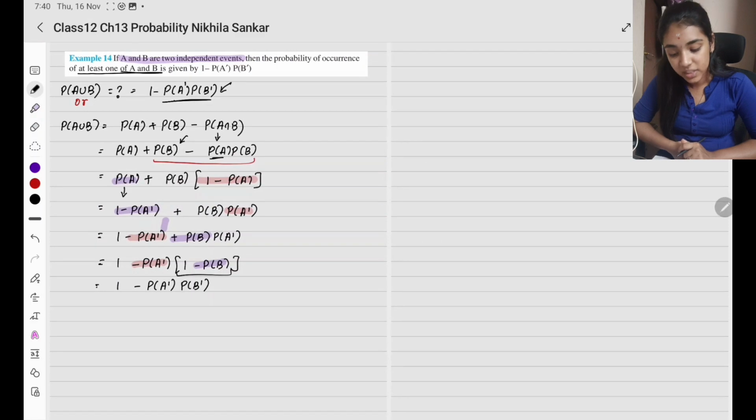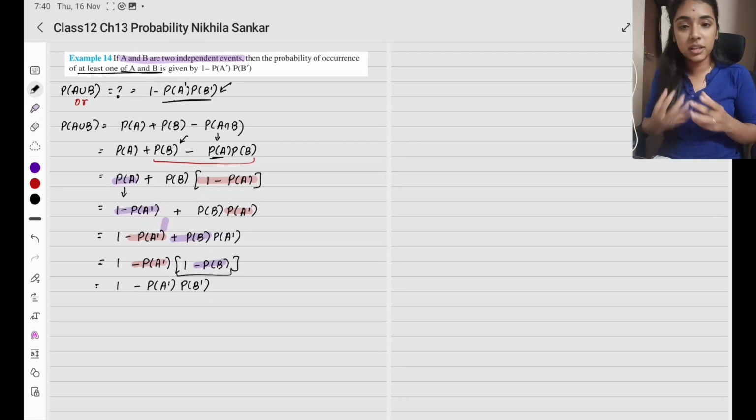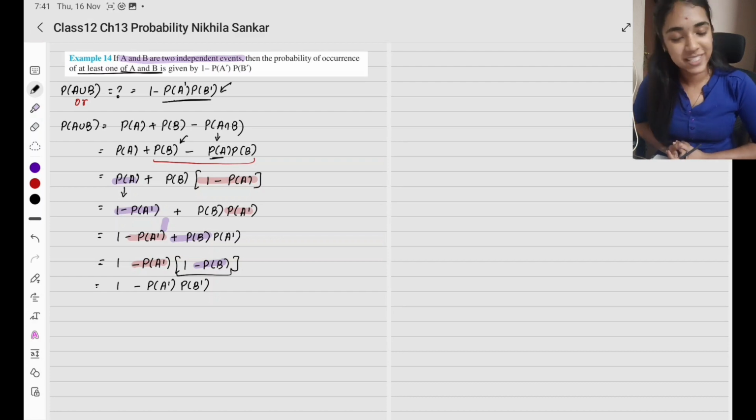Okay, clear? Just look carefully at how to do the splitting, otherwise you get confused. So with this we are done with example questions. Let's move on to exercise questions.